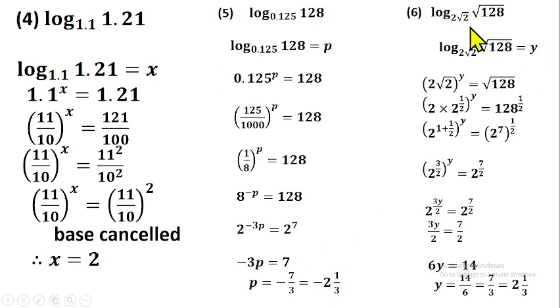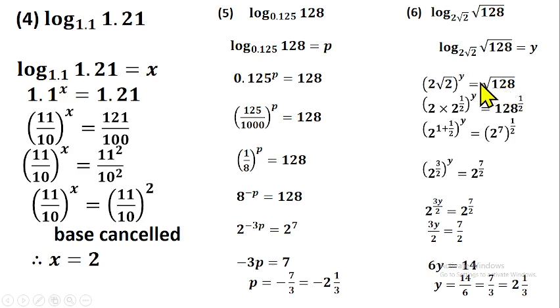Let's look at this question. We're having log of root 128 base 2 root 2. We have to find how many times we can raise 2 root 2 to get root 128. So since we don't know the answer, we can say the answer is y. Then we have 2 root 2 raised to power y to be equal to root 128.